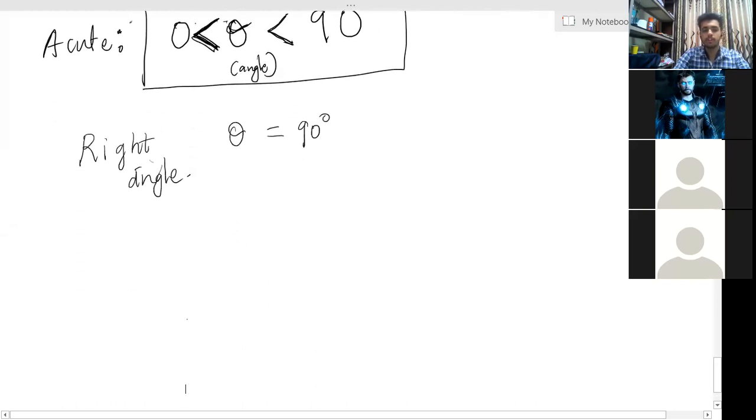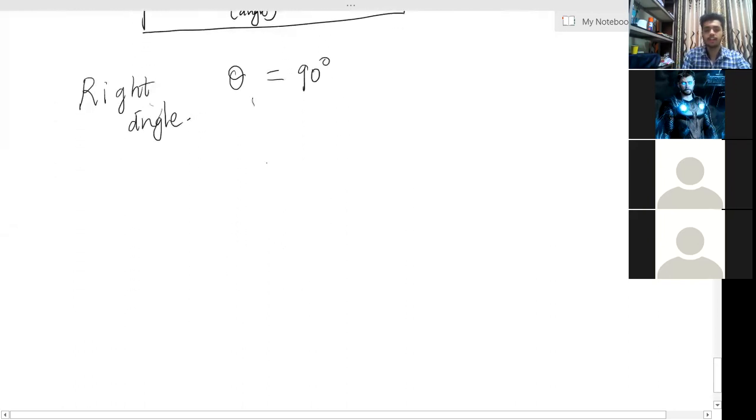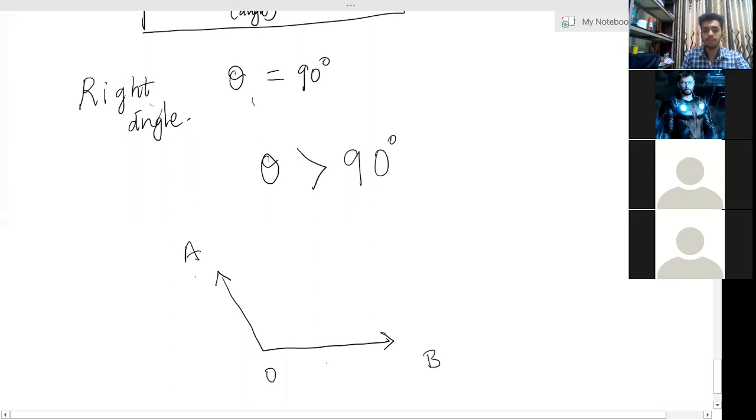Now what about if theta is greater than 90? The angle is greater than 90. Obtuse angle. Yes, very good. We call it an obtuse angle. Let me name this as O, A, B. It is greater than 90 degrees and lesser than 180 degrees.